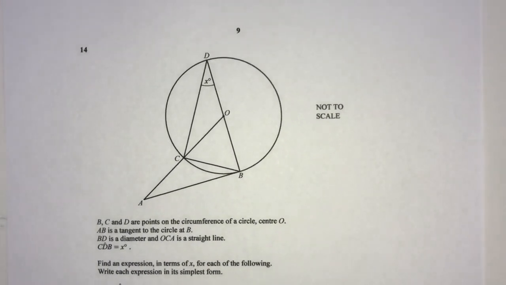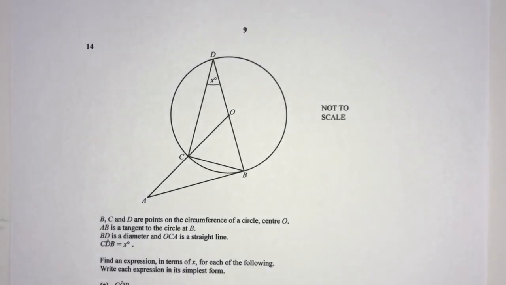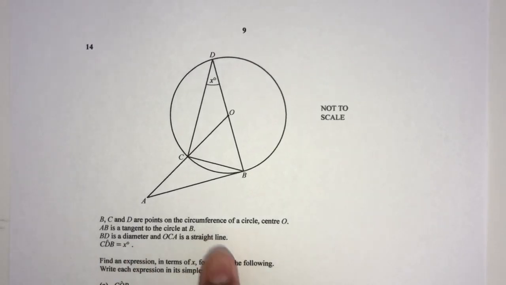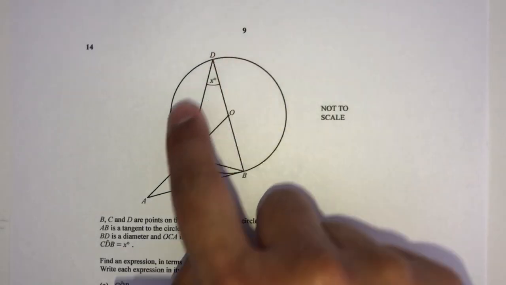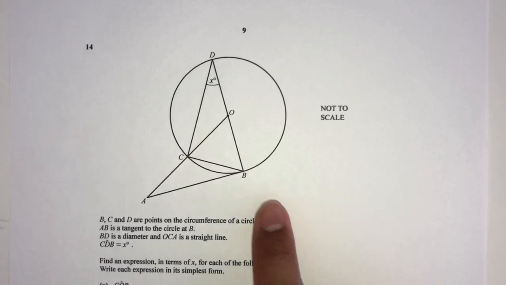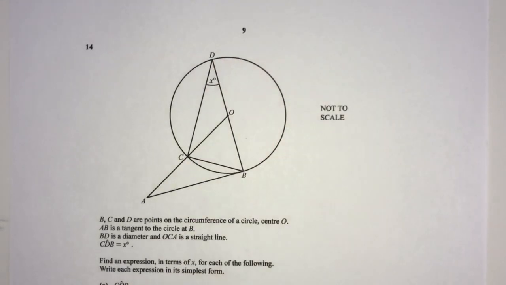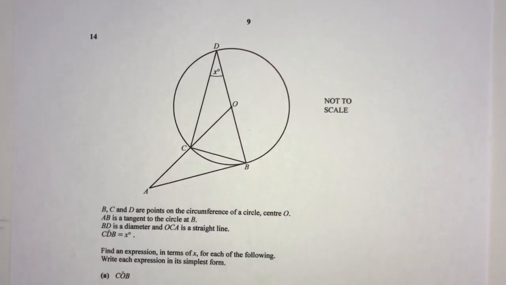Let's move on to 14 here. What do we have? We have a circle, A, so we have B, C, D are points on the circumference. Again, you have to be careful when they tell you this because there's a reason why they tell you these points are on the circumference. So B, C, and D touch the circle, good. And O is the center, that's very important as well. So we understand that BD is the diameter of the circle.